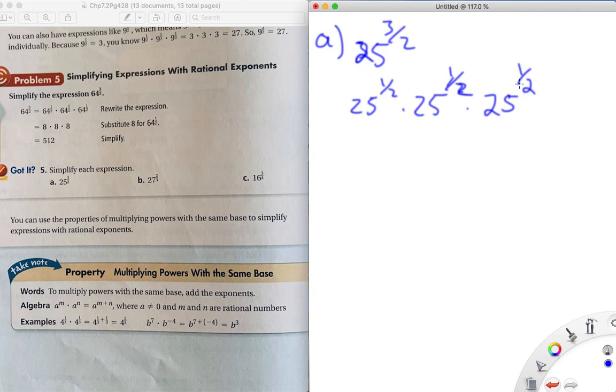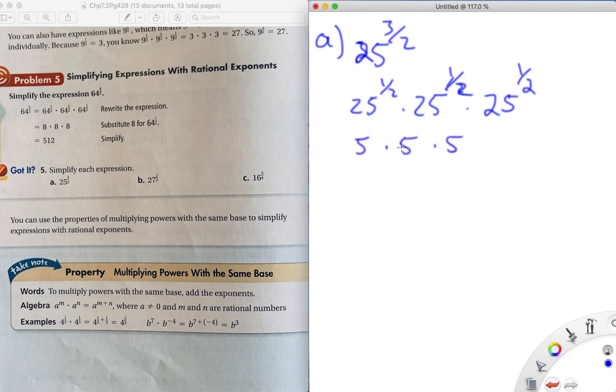Well, if I was to do the math here, 25 to the 1/2, remember I have to add the exponents. 1/2 plus 1/2 plus 1/2 is 3 halves. So 25 to the 3 halves is actually equivalent. It's the same thing as saying 25 to the 1/2 times 25 to the 1/2 times 25 to the 1/2. They are equivalent expressions. So I'm substituting 25 to the 1/2 times 25 to the 1/2 times 25 to the 1/2 for 25 to the 3 halves. So now that I look at that, I already know that this is basically saying the square root of 25. I know that the square root of 25, or the number that I multiply twice to get to 25, is 5.